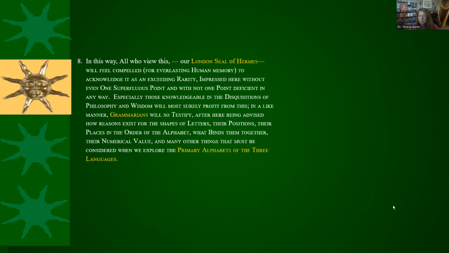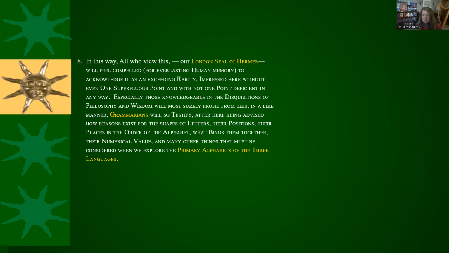Oh, I had a little note there before. Does 7 imply an 8? I just want you to think about that, because there is an idea that once you have all 7 of a thing, the 8 is a repetition of the cycle. If you're a musician, think of octaves. That is, you have all the notes, the 7th note, and then they repeat in an octave. Okay, so he is drawing on that kind of organization here when you get 8, which is summing up what came before. In this way, all who view this are London seal of Hermes.